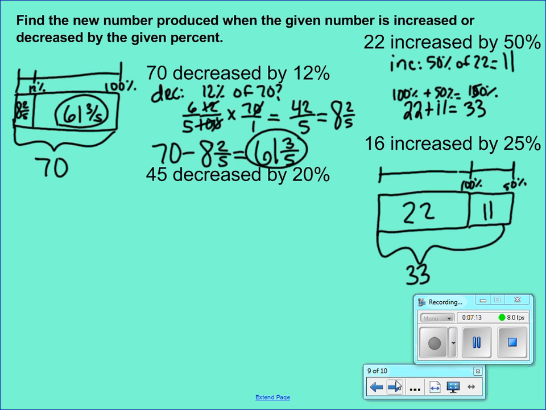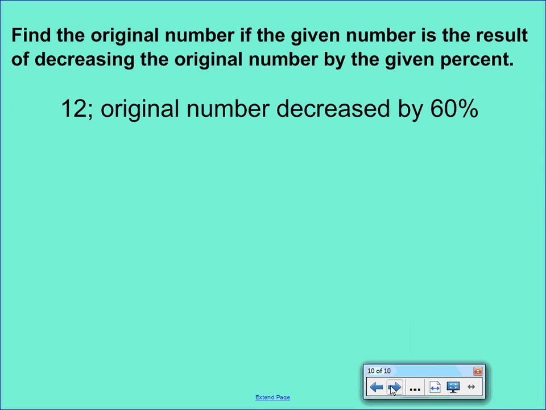We would do these other problems, but we're going to skip to the last example so you have it as an example for your homework today. So on the back of your paper, there's an example. It says, find the original number. We always know the original number. It's a code word for our what? Base. So this one, we're looking for our base.